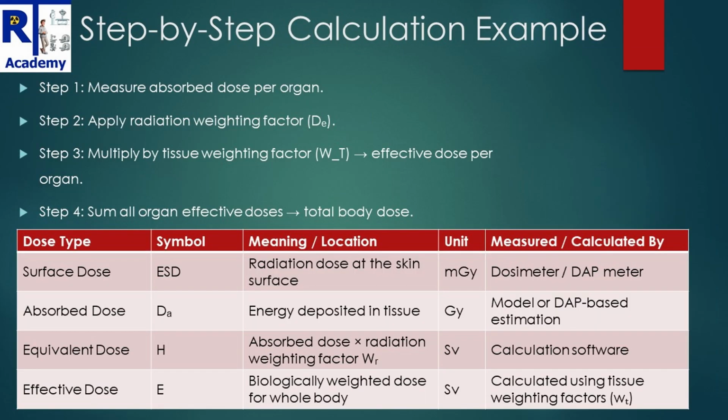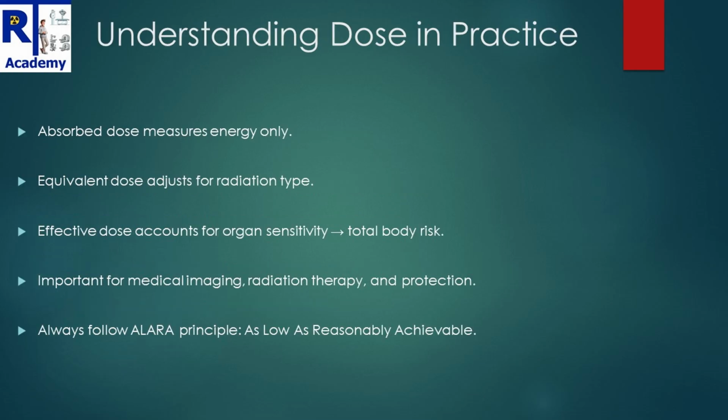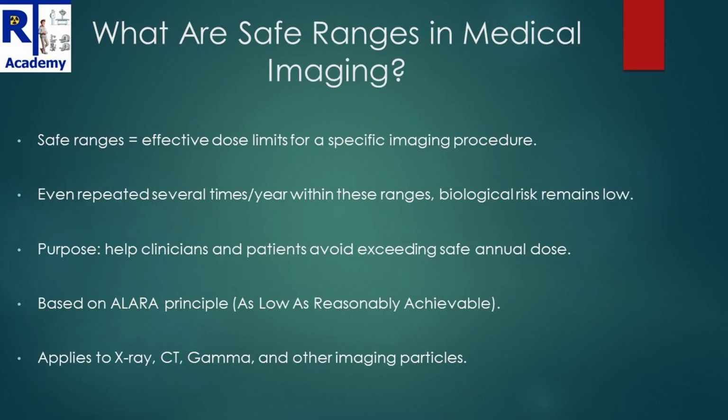Now, factors affecting dose: type of radiation (X-ray, gamma, alpha), tissue density and distance to radiation source, number of imaging procedures, patient weight and size. Some effective dose calculations depend on body weight. What are the safe ranges? These are the safe effective dose ranges for a specific imaging type. Even if repeated several times per year, the biological risk remains low. The purpose of this table is to show how many times per year a typical person can safely have each type of imaging without exceeding safe limits.